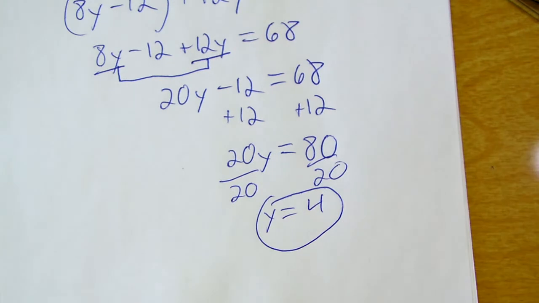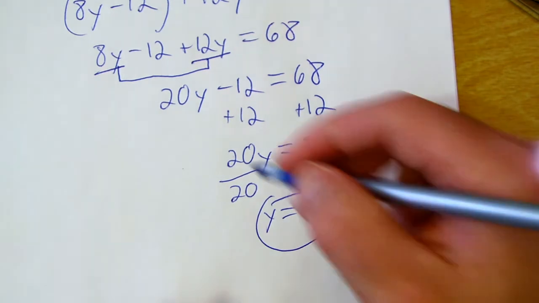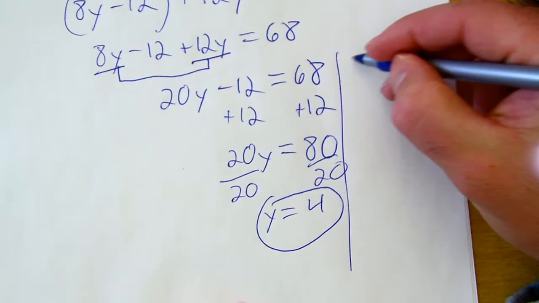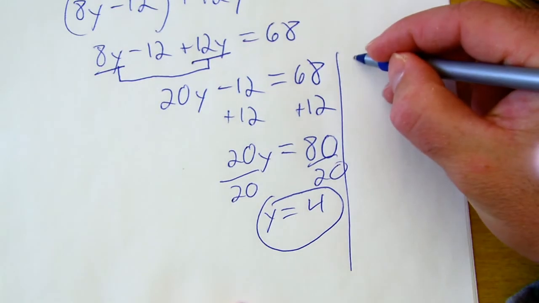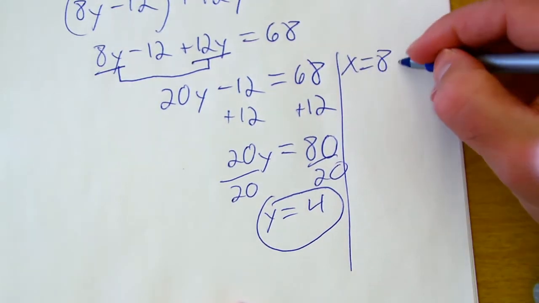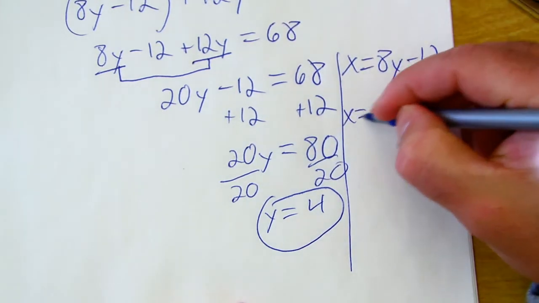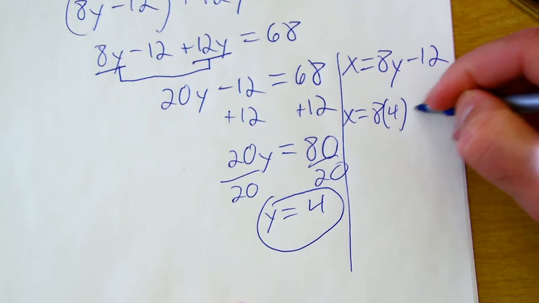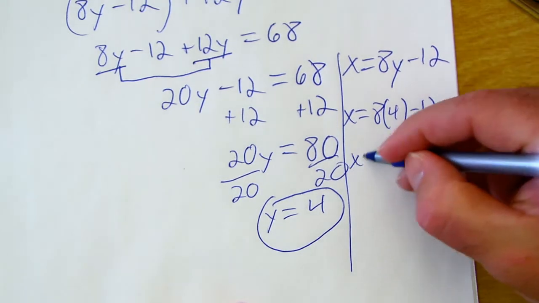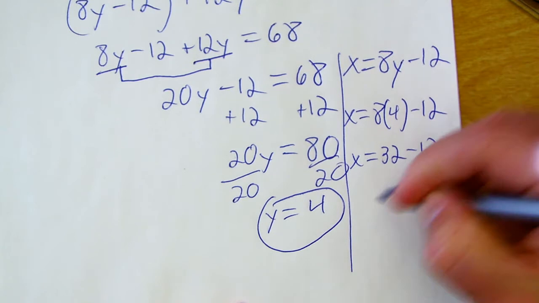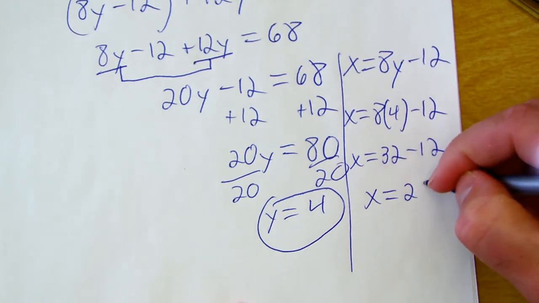So once I get that y equals 4, I still need to figure out x. My second equation there was x equals 8y minus 12, so I can say that x equals 8 times 4 minus 12. So that means x equals 32 minus 12, so x equals 20.